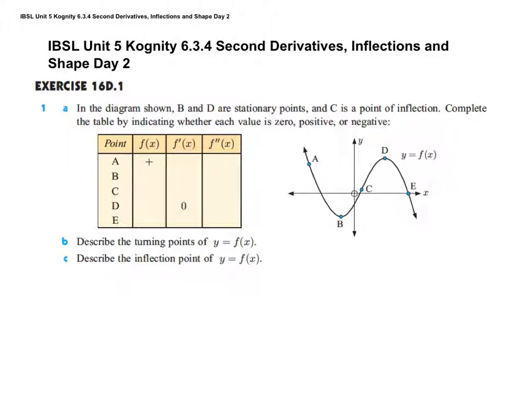Okay, so as we continue looking at the second derivative and concavity, I want to really focus a little bit here on the graph, looking at certain points and recognizing what's going on. It says here, in the diagram shown, B and D are stationary points and C is a point of inflection. Complete the table by indicating whether each value is 0, positive, or negative.